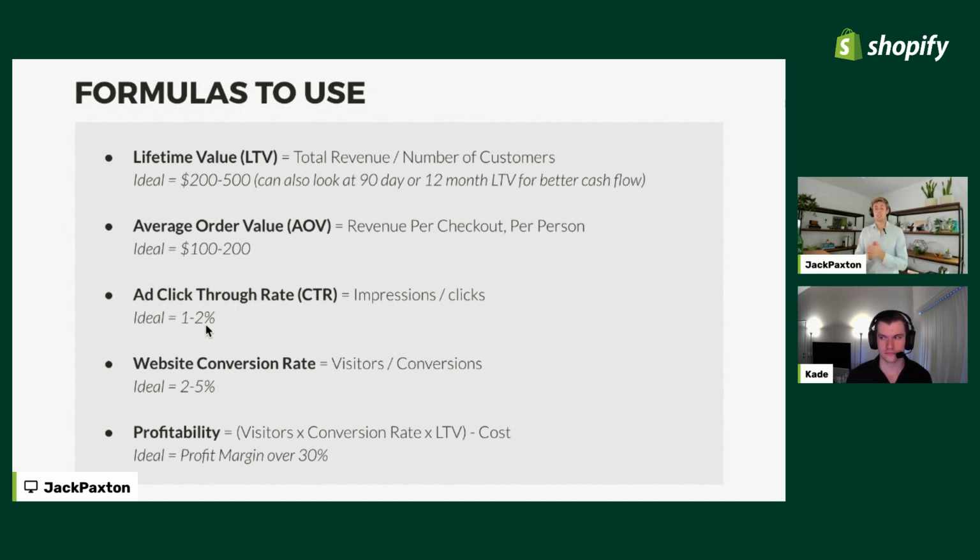Now, if you have a really low CPM, you're probably going to have a lower click-through rate. If you have a really high CPM, you're probably going to have a higher click-through rate.